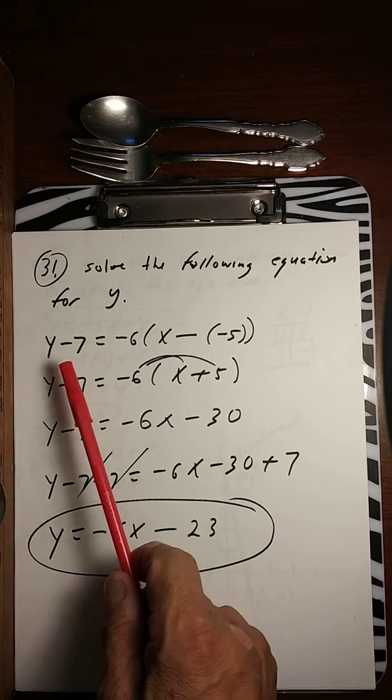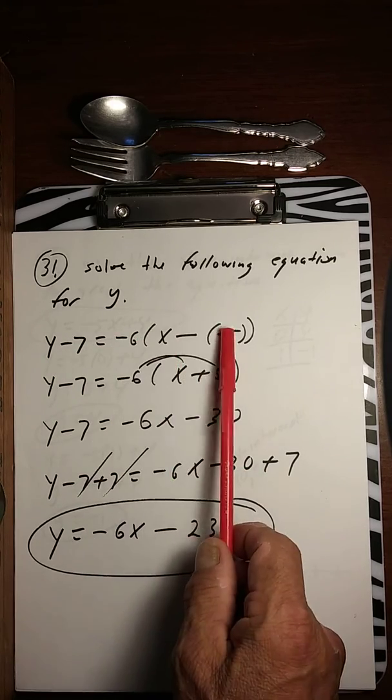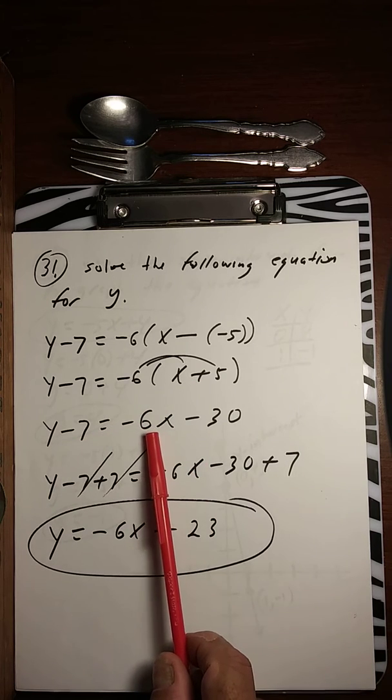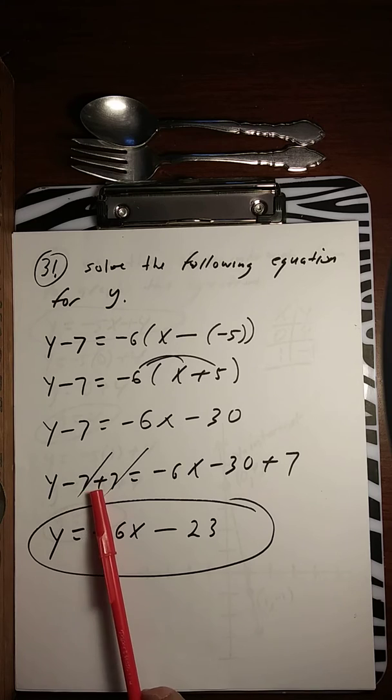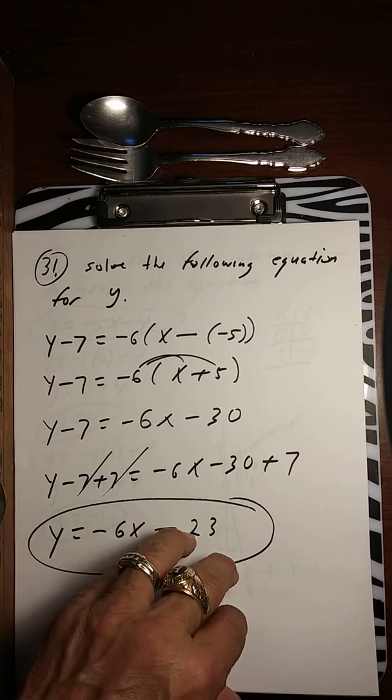Solve the following equation for y. So negative 6 times that, negative 6 times that, so we multiply. So y minus 7 equals negative 6x minus 30. Add 7 to both sides, so we have y equals negative 6x plus 23.